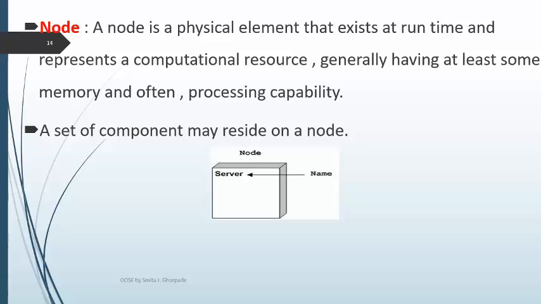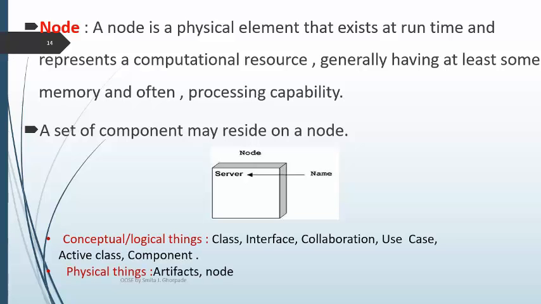A server has certain memory and processing capability, and it is one of the physical components of a software system. So a server is a physical node of any software system. So again I repeat, a node is a physical element that exists at runtime and represents certain computational resources.